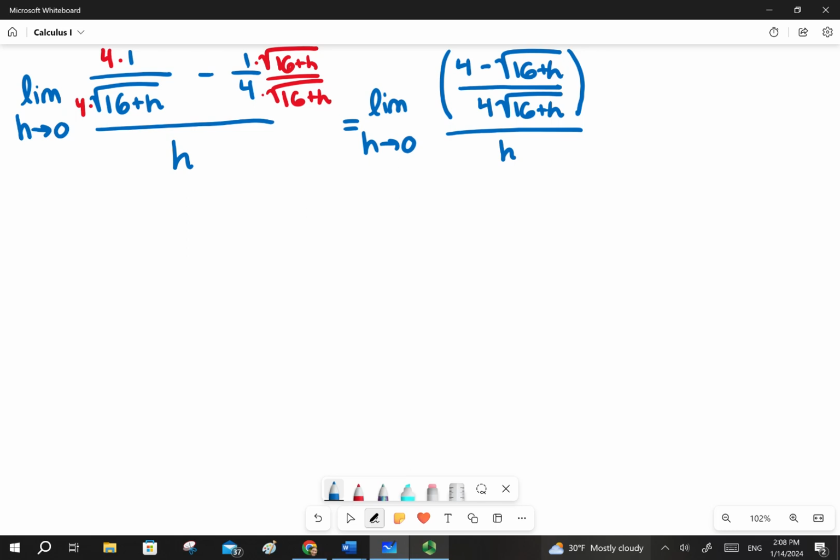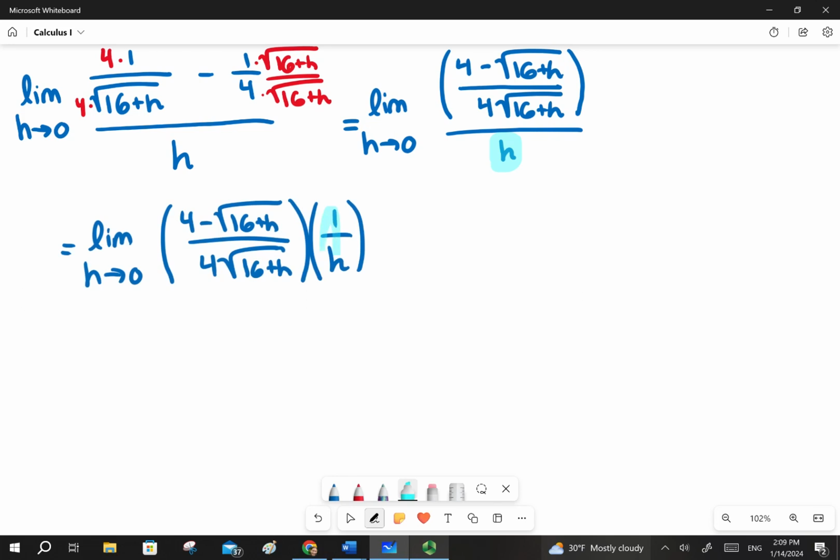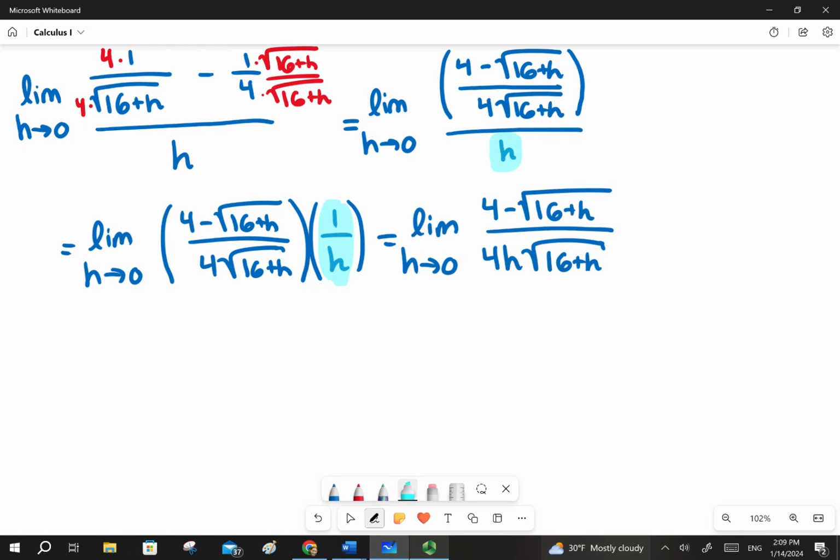I find compound fractions, fractions with fractions within the numerator or denominator, a little hard to look at and would much rather have a simpler looking fraction to work with. To accomplish that here, I can rewrite the division by h as multiplication by 1 over h. The overall result is that the h ends up in the denominator with the 4 times square root of 16 plus h. Notice that even though we've done some simplification, we still cannot just plug in h equals 0 because doing so would still result in the indeterminate form 0 over 0.